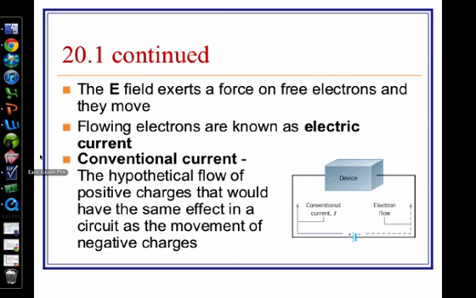Now, historically, it was thought that the positive charges within a substance were the ones that were free to move around. So we measured current going from positive to negative. Whereas what actually happens is the electrons flow from negative to the positive side on a battery or from a potential difference. So once again, current, flow of electric charge, we measure it from positive to negative. It's actually the flow of electrons moving from the negative side to the positive side.